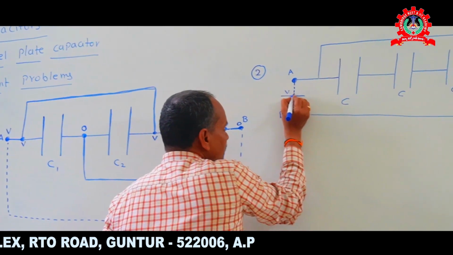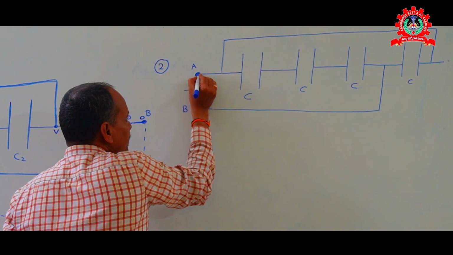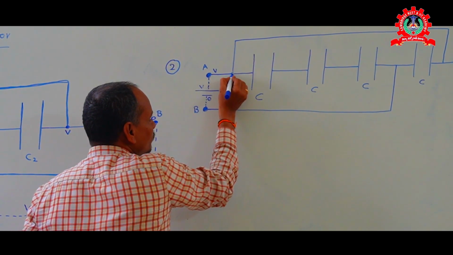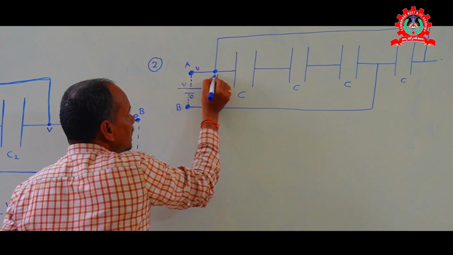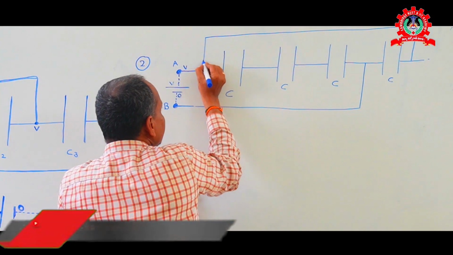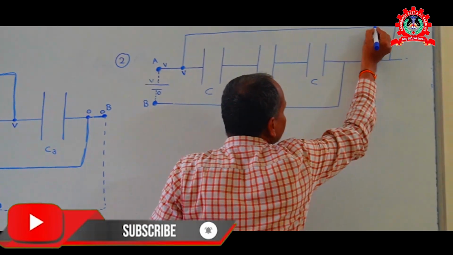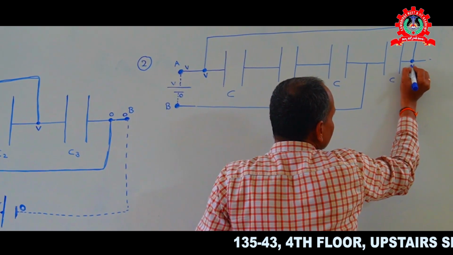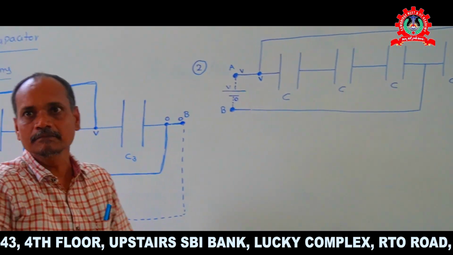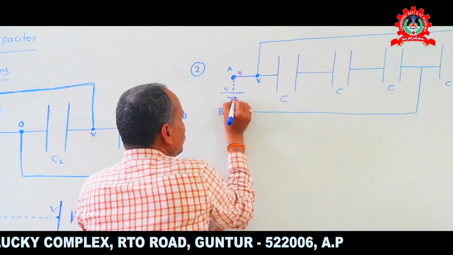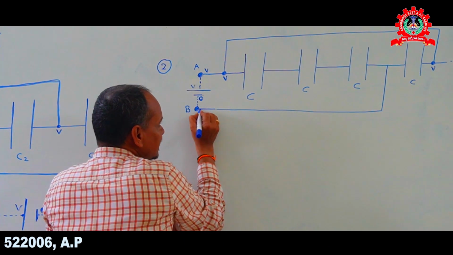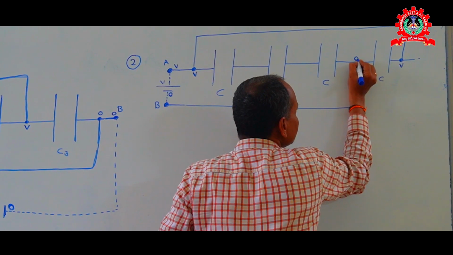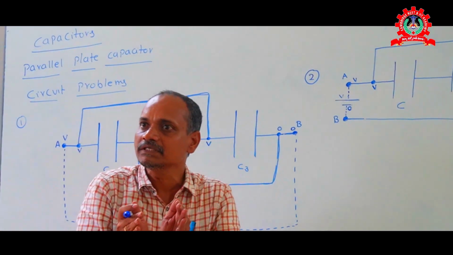Now let us see. If the potential is V, then at the point A also the potential is V. Since it is a continuous conducting wire, here also the potential becomes V. Since it is also a continuous conducting wire like this one, here also the potential becomes V. Now here the potential becomes 0 since it is a continuous conducting wire, and here also the potential becomes 0.